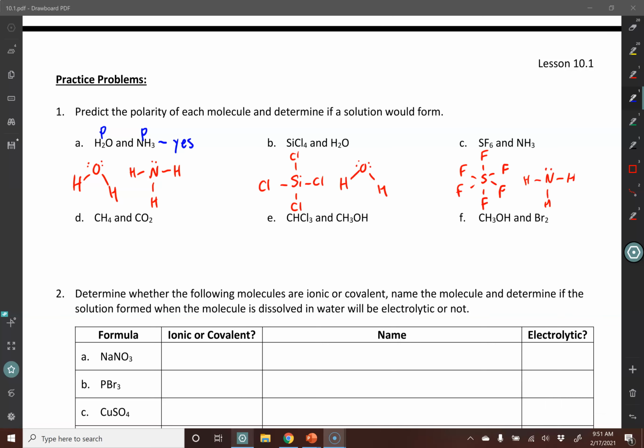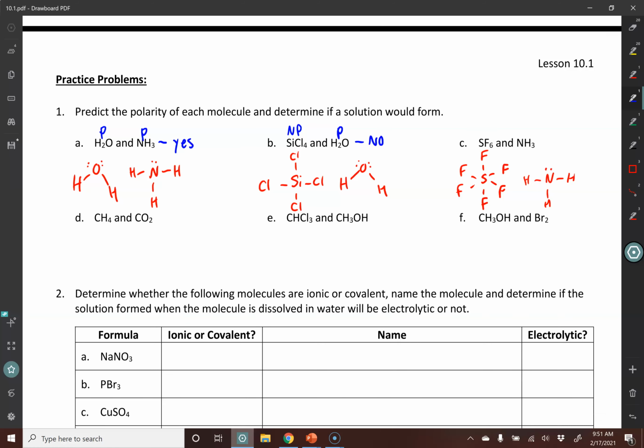All right, so I've gone ahead and drawn the Lewis structures for the molecules present in B and C. Silicon tetrachloride, highly symmetrical, no unshared pairs. This is likely nonpolar. Water is going to be polar. I've got nonpolar plus polar, so if I try to mix these two together, they're going to separate out the way oil and water do. So no solution will form here.